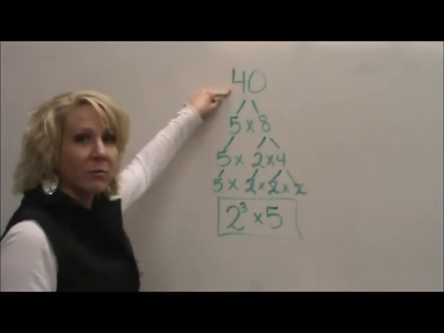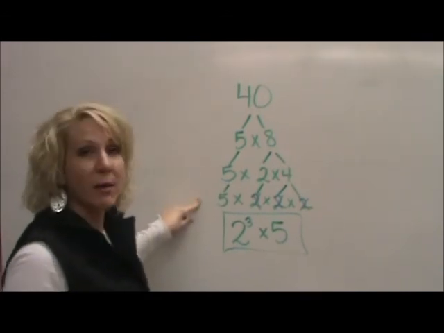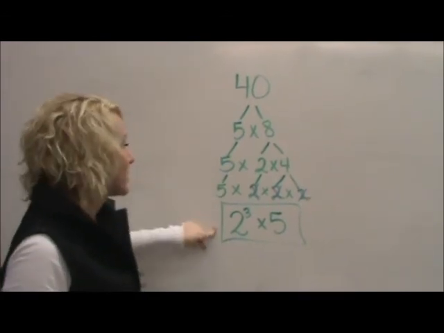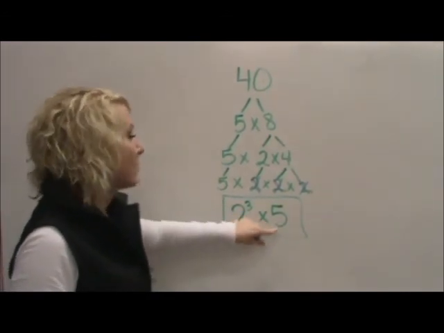40, after going through the process of prime factorization, the final answer is 2 to the 3rd power times 5.